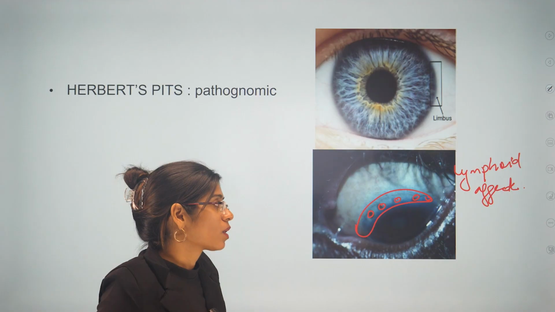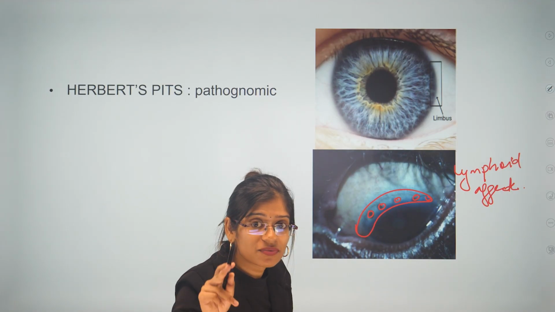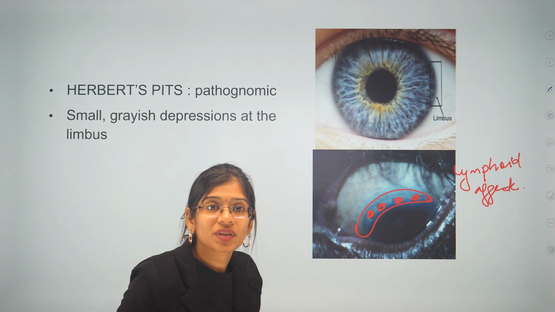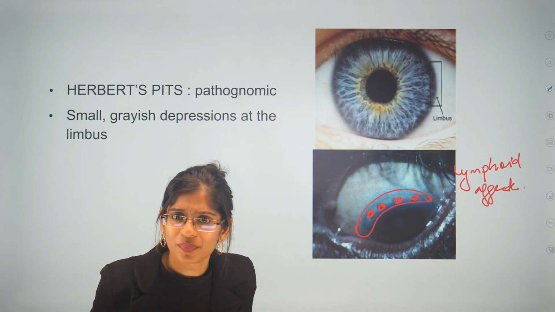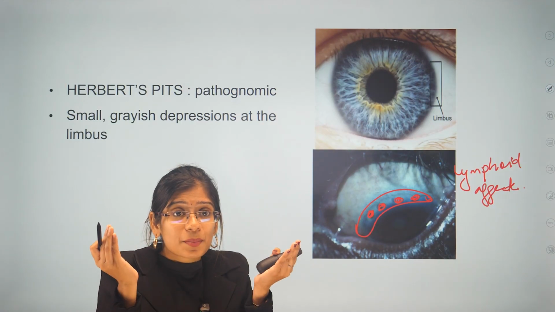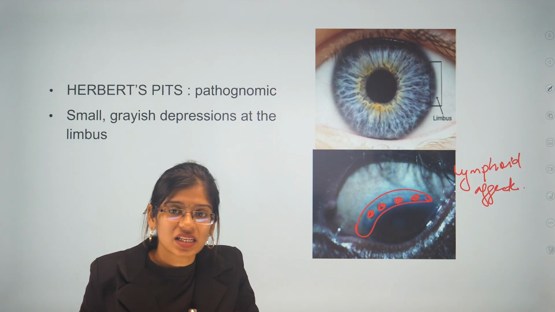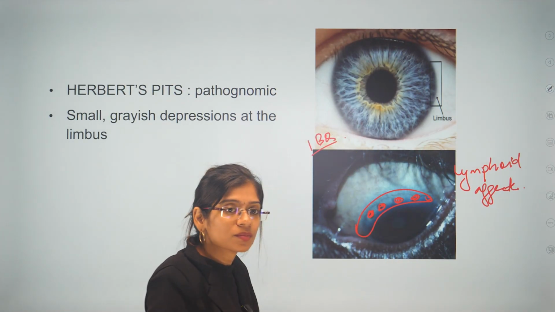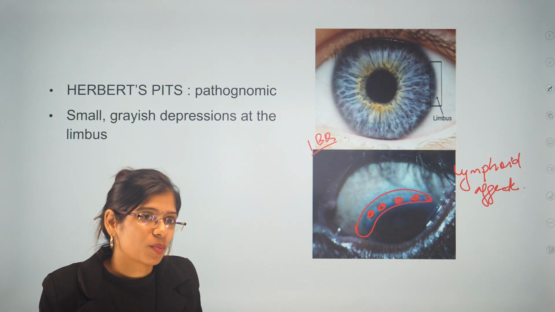Okay. So where Herbert's follicles used to be, in that area you can see depressions. Once the trachoma heals, these lymphoid aggregates will go away. So these areas can be seen as depressions at the limbus. That is what we call Herbert's pits. It is also an image-based question. Okay, Herbert's pits. Where do you see it? In trachoma. Trachoma.